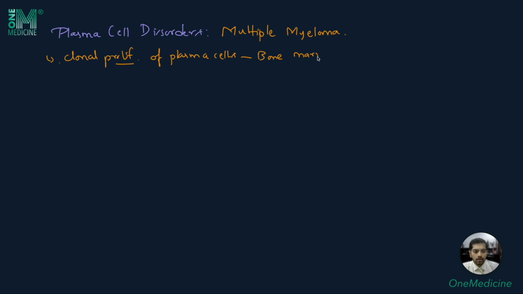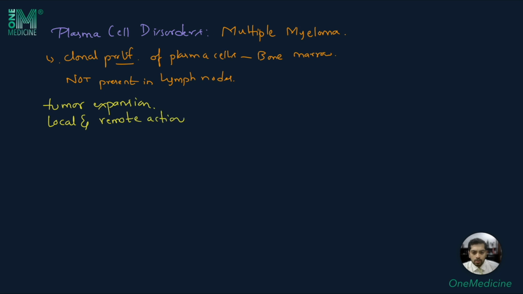Now, amongst the plasma cell disorders, the first and foremost and the most important is multiple myeloma. This is a disorder consisting of clonal proliferation of plasma cells within the bone marrow. It is not present in lymph nodes. The symptoms in multiple myeloma are due to tumor expansion, the local and remote actions of products secreted by the tumor or the plasma cells.